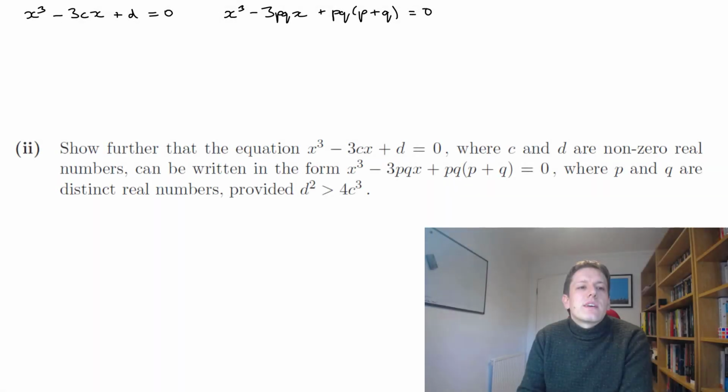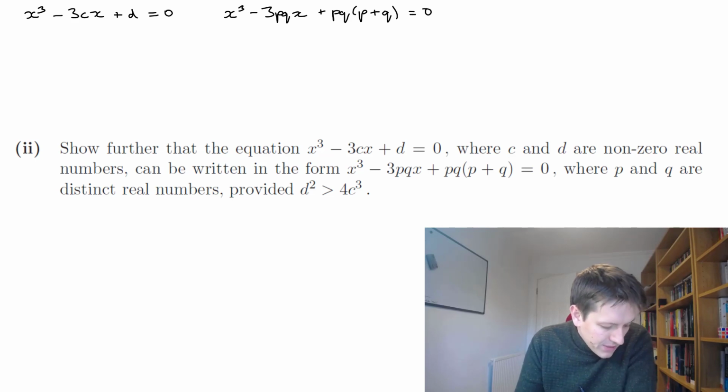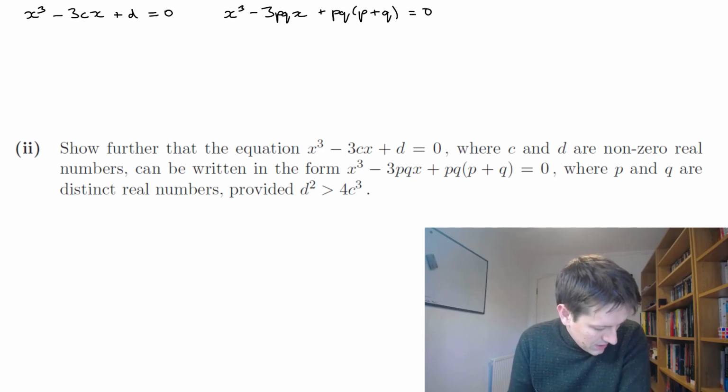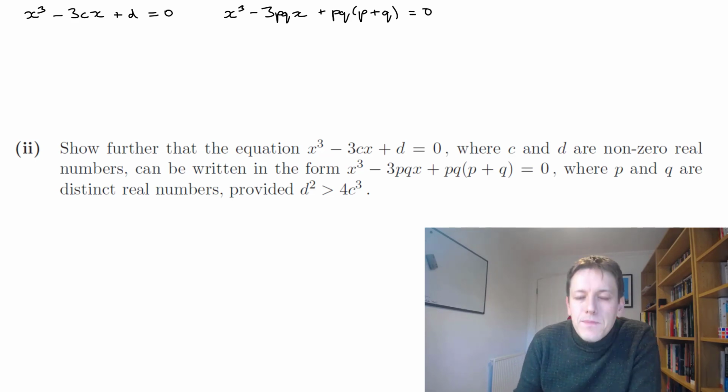So in the second part here, we need to show that this equation x cubed minus 3cx plus d can be written in this form: x cubed minus 3pqx plus pq times p plus q equals 0. So clearly you can see the structure of the equations is the same here. And we've got the condition that we need to have p and q distinct real numbers, and this condition that d squared is greater than 4c cubed is going to come out here.